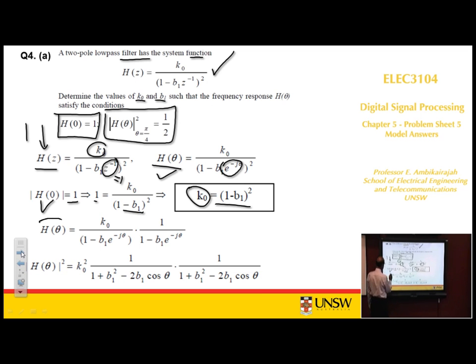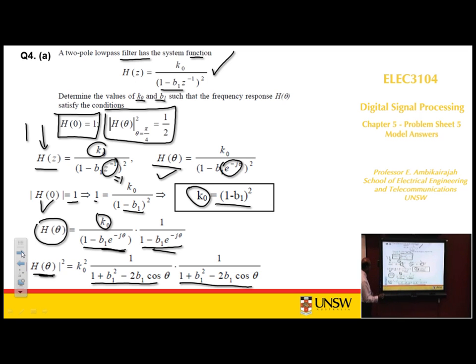For the second part, we are trying to find H(theta). This is the same pole repeated twice. So you put k naught over (1 minus b e to the j theta) times (1 minus b1 e to the j theta). You can do that. You can use many methods. So we go for H(theta) squared. We find the modulus of that and the modulus of that, and multiply. So the modulus is that, and the other modulus is that one.